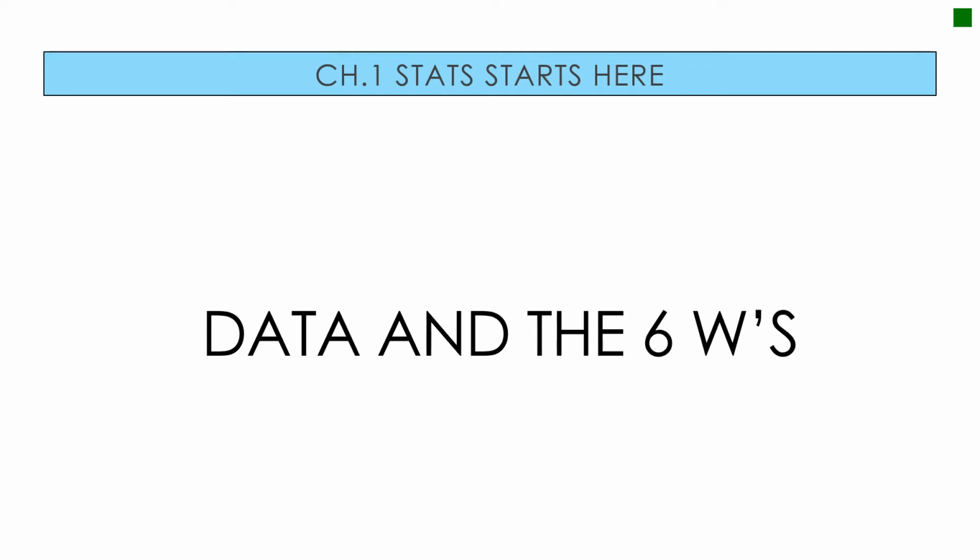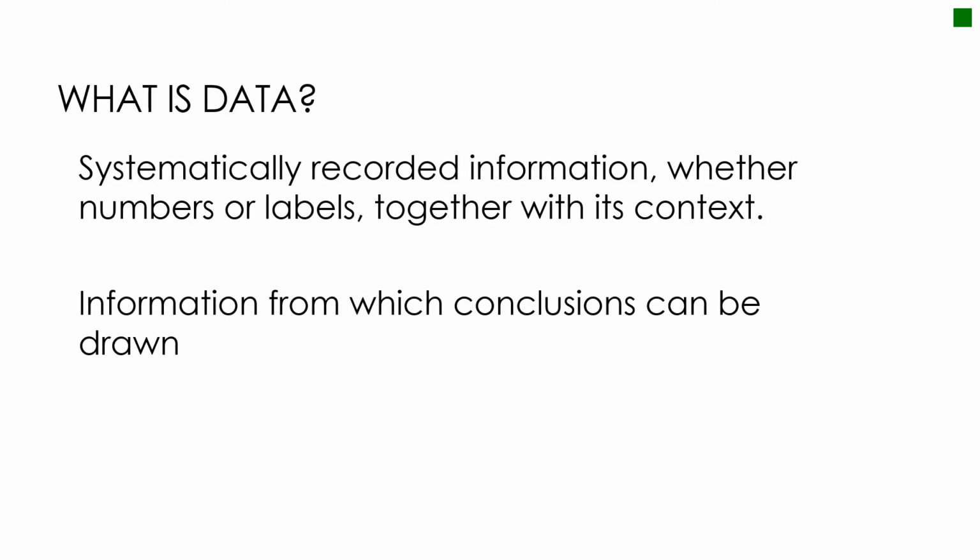In this video, we're going to delve further into data and the 6 W's. So, what is data? It is systematically recorded information, whether numbers, labels, etc., together with its context. Essentially, it's what data we are collecting. So what do we need to know about that data?